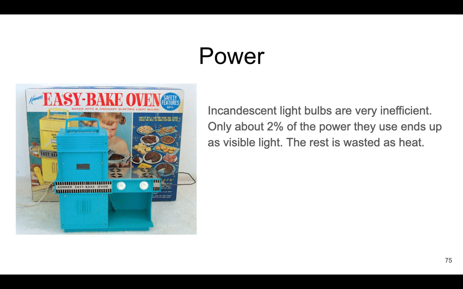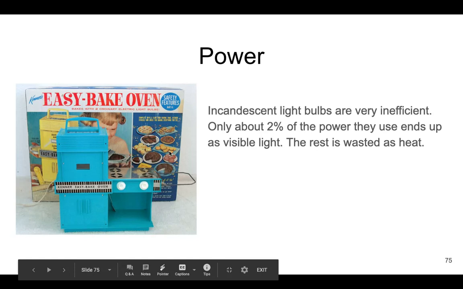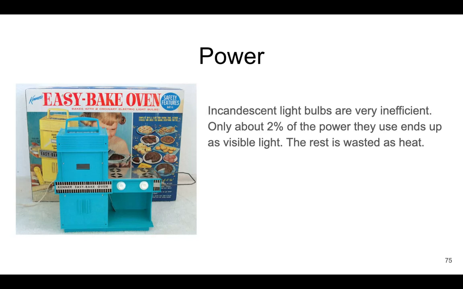If you have an Easy-Bake oven and the bulb breaks, you just replace it with a regular incandescent bulb, and it'll cook your weird little brownie for you. So don't replace it with an LED, because the LED is not going to use nearly as much power, and it's not going to waste nearly as much power as heat. So way better there.